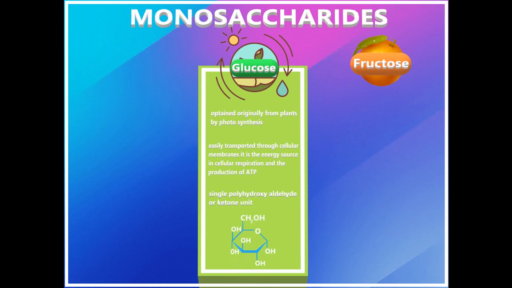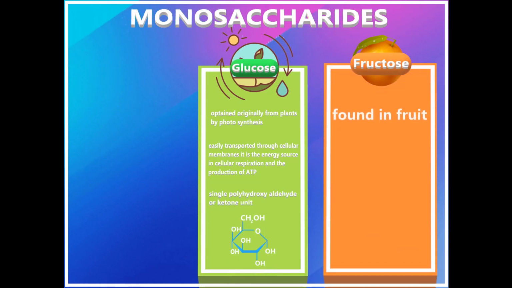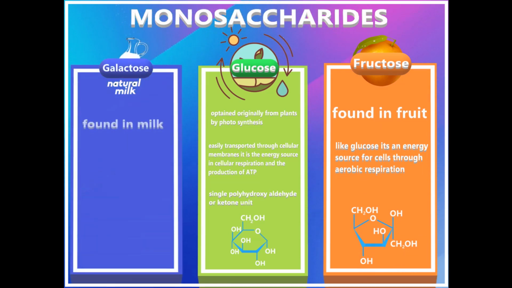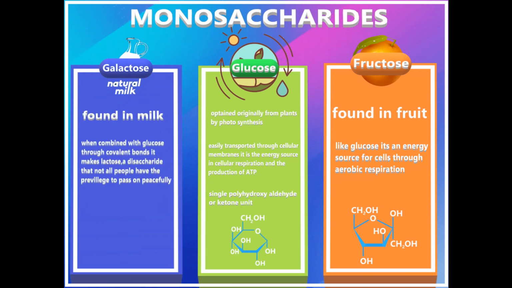Fructose. Much like glucose, it's found in fruit, an energy source for cells through aerobic respiration. Galactose. Found in milk, it's combined with glucose to make lactose.